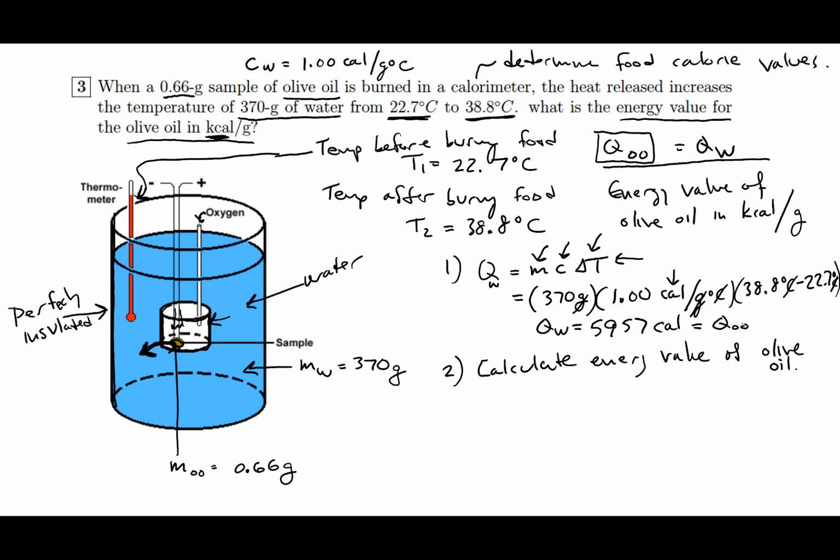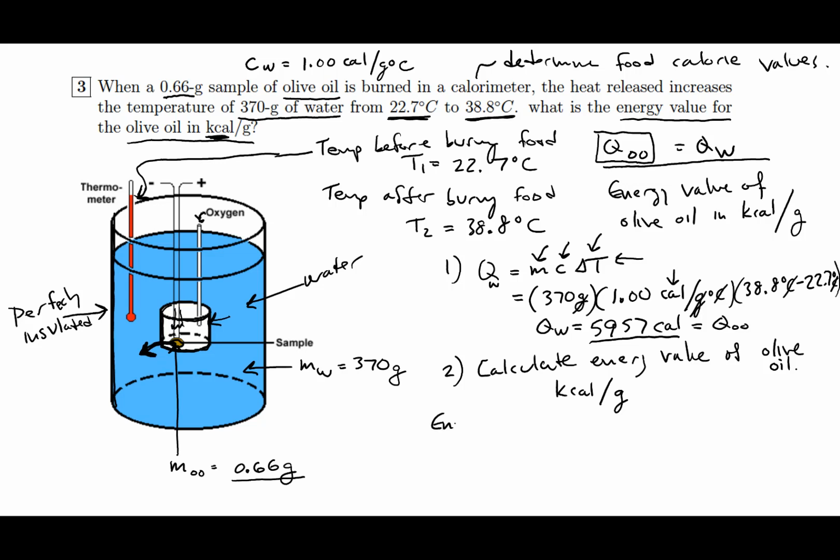So let's look at the units for that. The energy value is kilocalorie per gram. So we have calories and we have grams here. Based on these units, we know that we just need to divide the mass into the heat value.